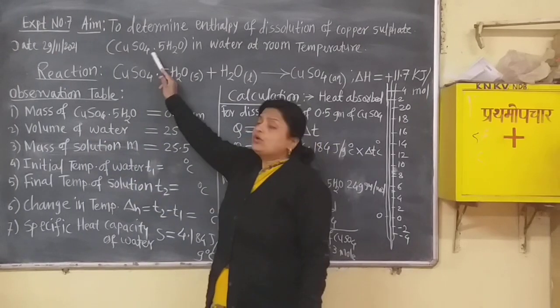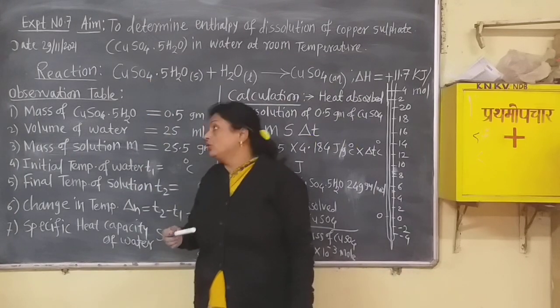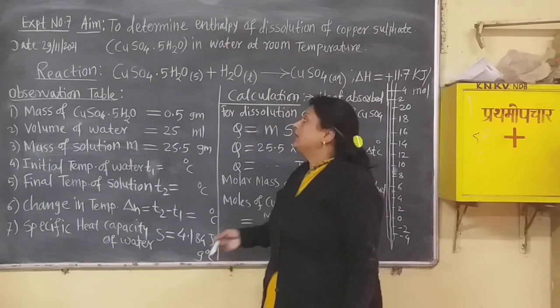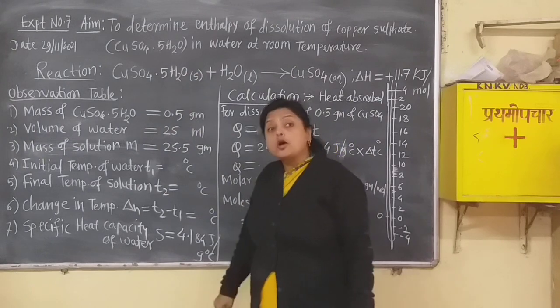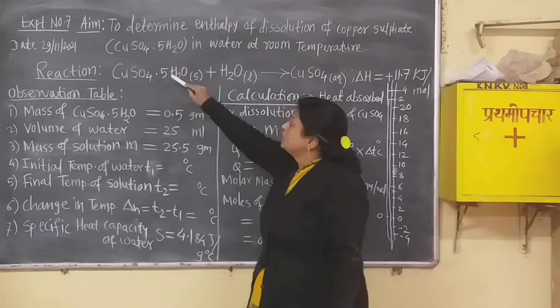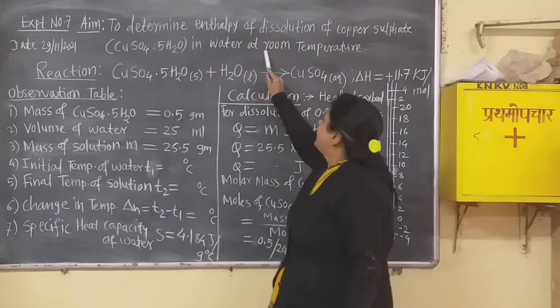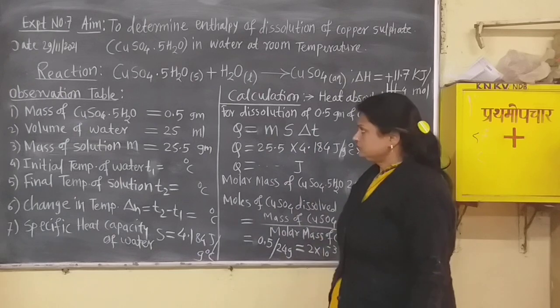Now this blue color, copper sulfate is also called blue vitriol, and the blue color is due to these 5 molecules of water. So they are called the water of crystallization. So determine the enthalpy of dissolution of copper sulfate in water at room temperature.